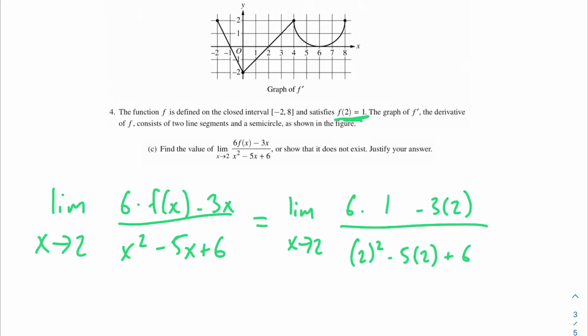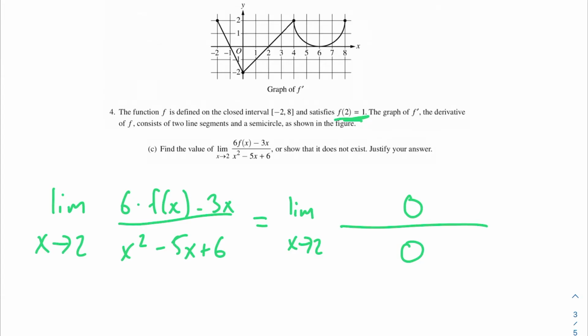Then we have minus 3 times 2, which is 6. So it looks like up top we have 6 times 1 minus 6. So this is actually just going to be 0. Okay. Let's look at the bottom. We have 2 squared, 4, minus 5 times 2, that's going to be 10. So we have 4 minus 10 plus 6. So actually it looks like the bottom is also 0. Uh-oh. So 0 over 0 is an indeterminate form, right? That's not great for us.